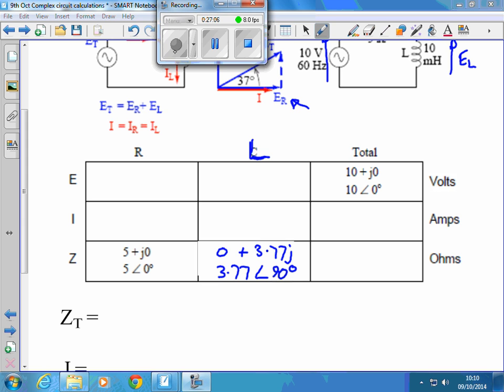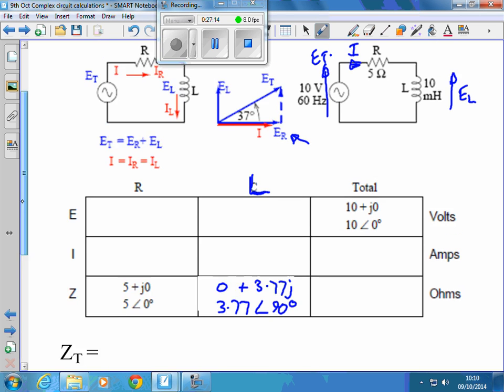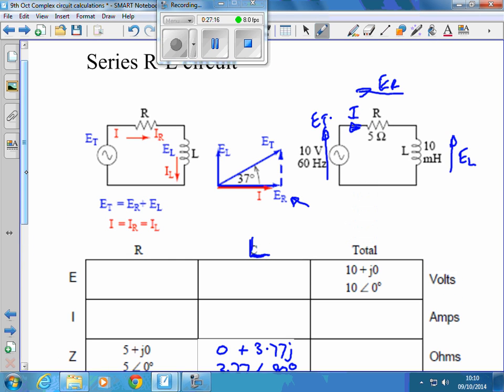Okay. Now, to calculate the total impedance of this circuit, what impedances have we got in that circuit? How do we normally calculate total impedance? We've got an R and we've got XL associated with this. If they were two resistors, how would you calculate the total resistance? You'd add them together. No different with this.